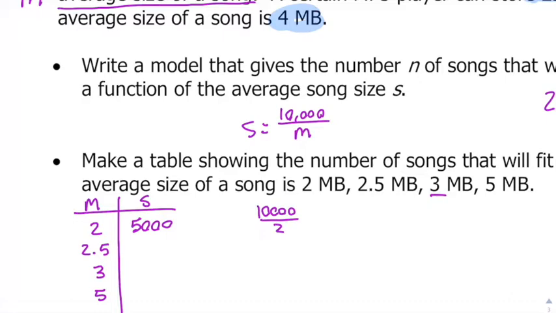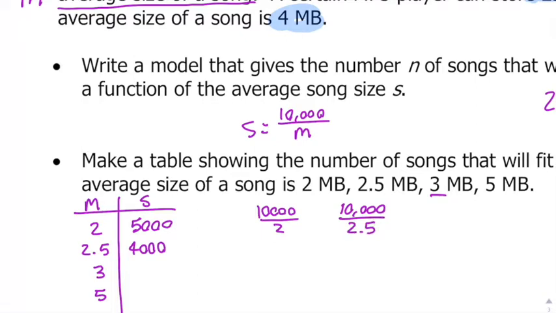Not sure what that one would be. Maybe it's 10,000 divided by 2.5. That comes out to 4,000 actually for that one there. So I'm getting that from 10,000 divided by 2.5.